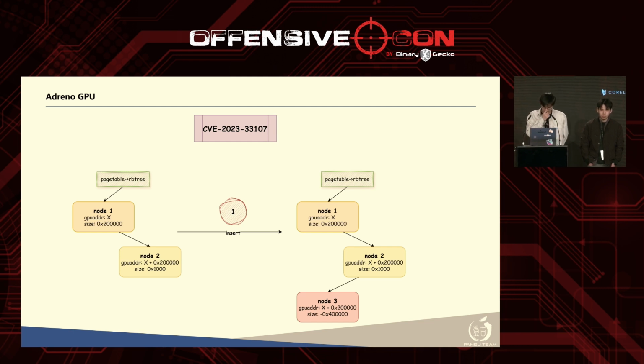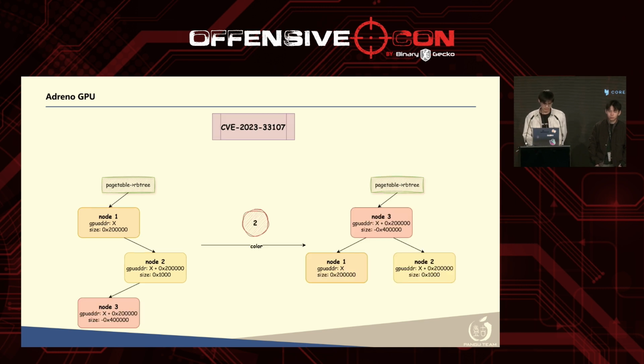Let's see CVE-2023-33107. It is an integer overflow. At first, it is the insert step. Look at the left: it is a page table arbitrary, and now I want to insert node 3 into the tree. But node 3's size is so large, and in the red-black tree transfer, it will come first, and this problem is an error.